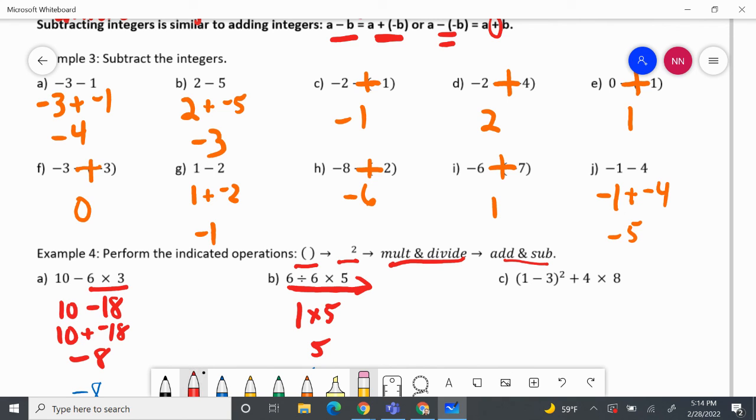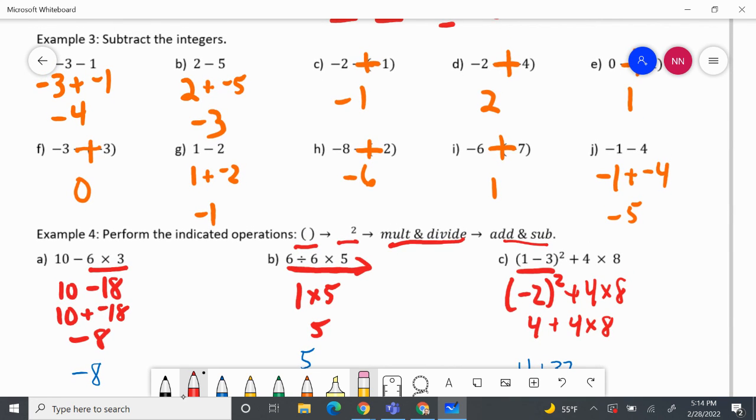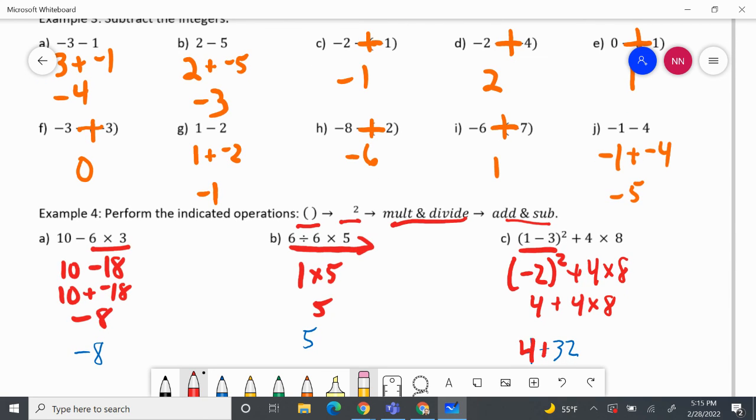And then for our last one, first thing that we're going to do is parentheses, -2. Then I'm going to do exponents. -2 squared is 4. I'm going to multiply, and that gives me 4 plus 32, as I already have written. And then that right there gives me a 36.